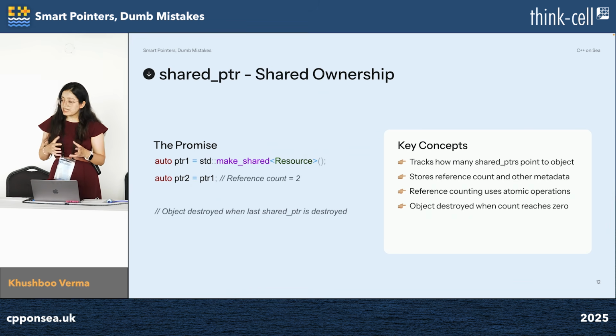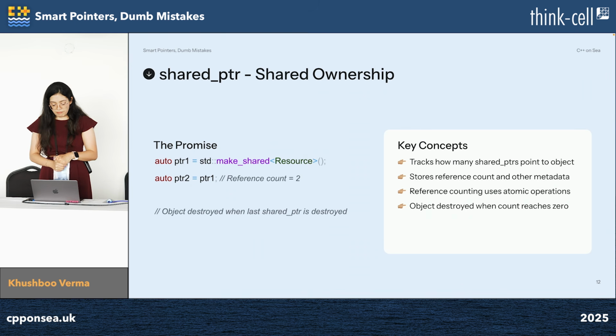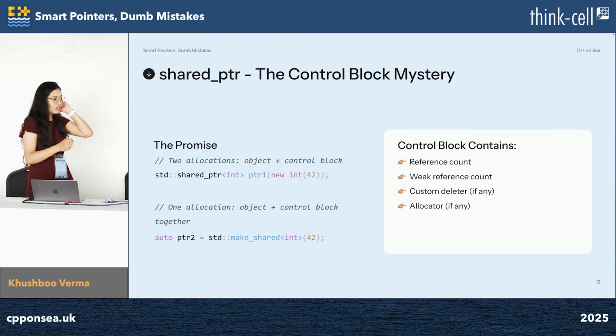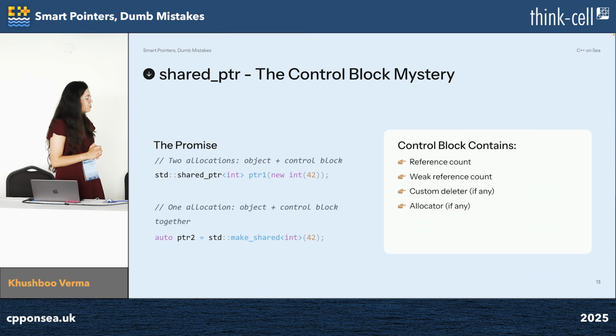And it has more overhead over unique pointer as well, because it has a control block and the atomic operations, but it solves problems that unique pointers can't handle. That is why it is important to use shared pointers in multiple scenarios. But let's talk about the control block that comes with shared pointers.